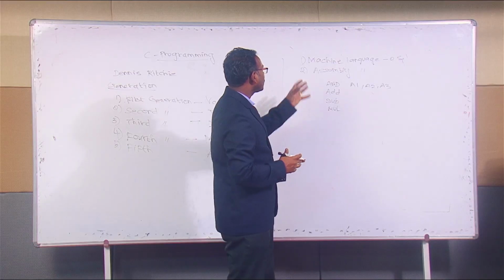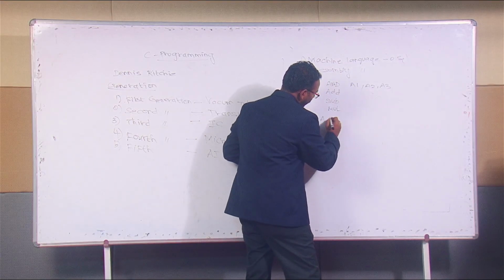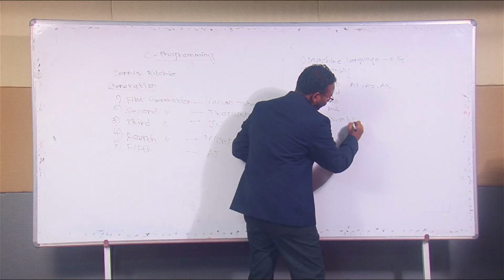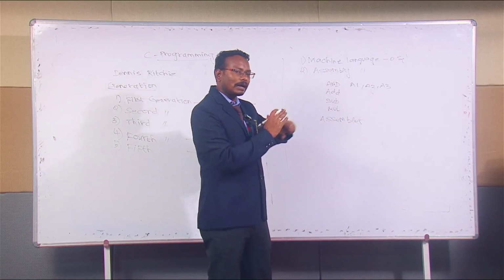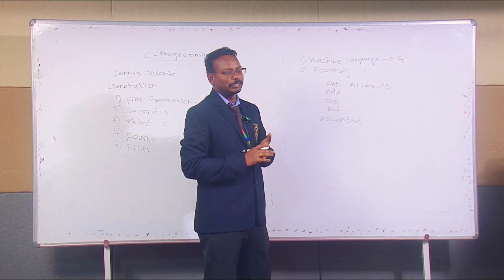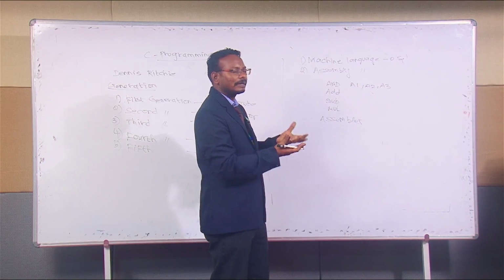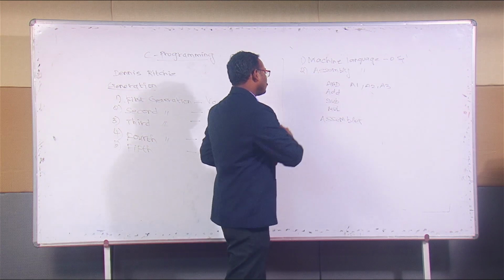To convert this assembly language to machine language, they are using the assembler. This is the main thing used with assembly language. This assembler will convert the assembly language into machine language, so machines can understand the zeros and ones. So they are using the assembler as a converter tool.